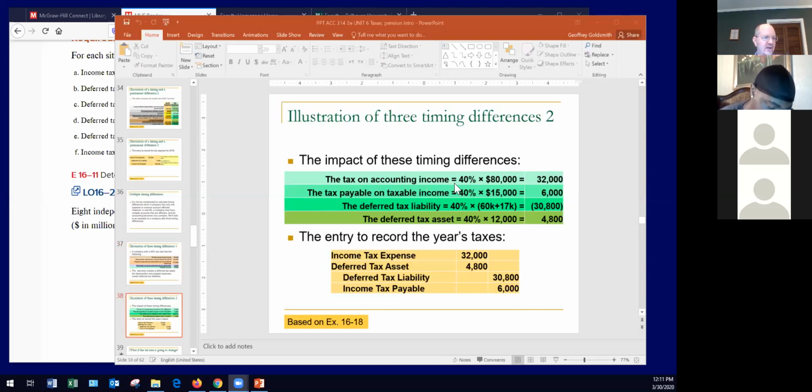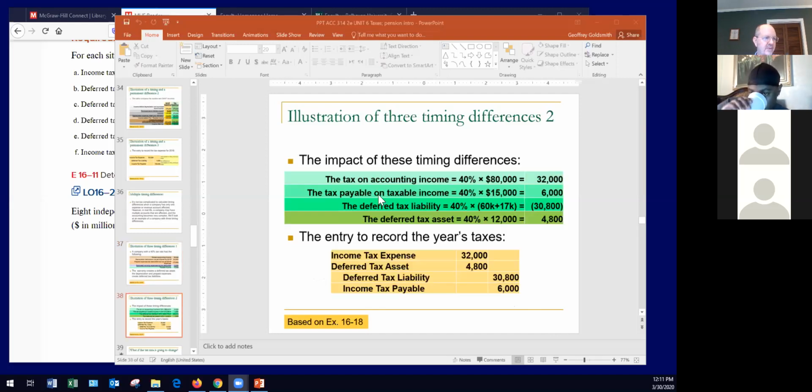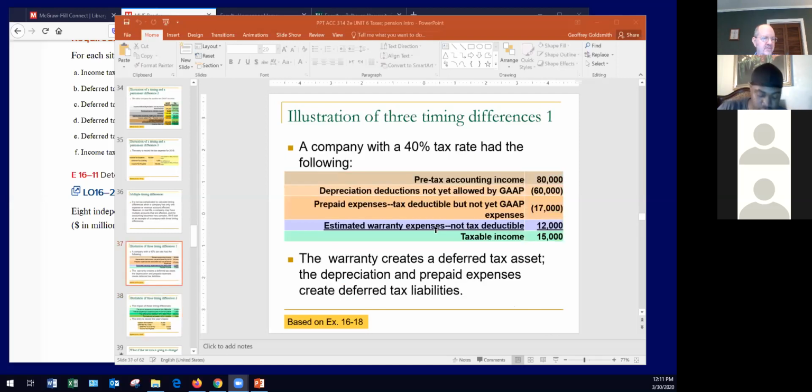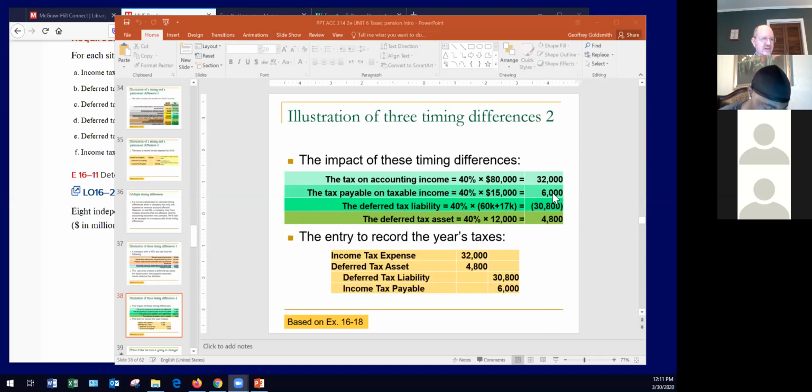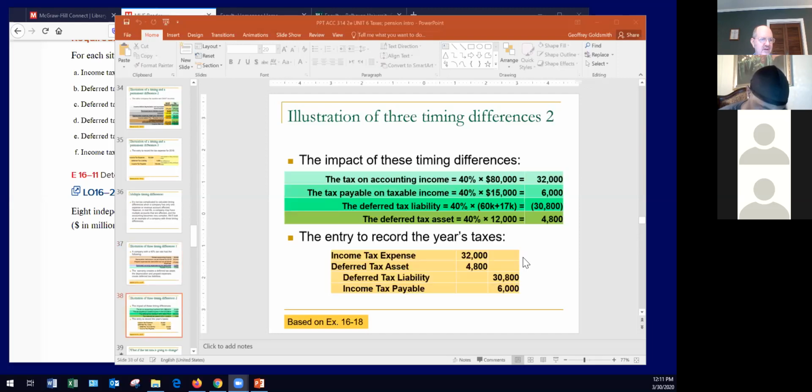So the tax on accounting income is 40% times $80,000. That's their pre-tax accounting income. The tax payable on taxable income is payable on 15,000. After they take these three timing differences, what they'd report to the IRS is taxable income of $15,000. So the tax on that is $6,000. Then the deferred tax liability is the deferred tax on the 60 and the 17. The 77 times 40% is 30,800. And the deferred tax asset, 40% times 12,000 is 4,800.